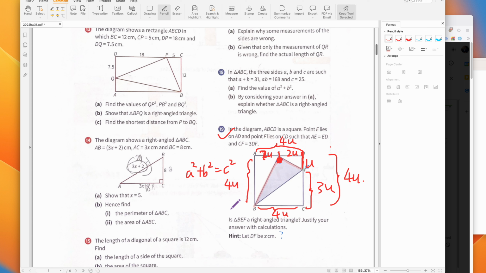So with this, what do you think? Can you start to solve? Okay, first thing first, if this is 3u and this is 4u, I think you can find out what this is already, because you use Pythagoras theorem.